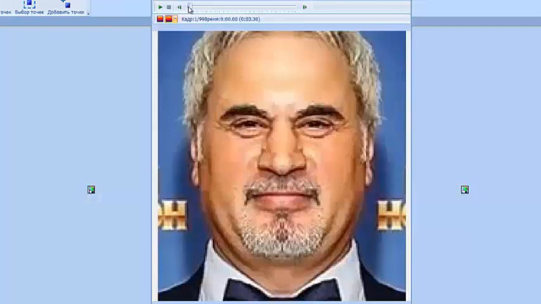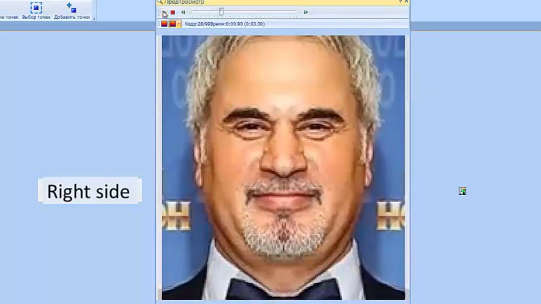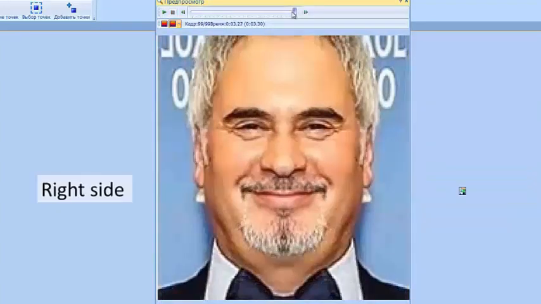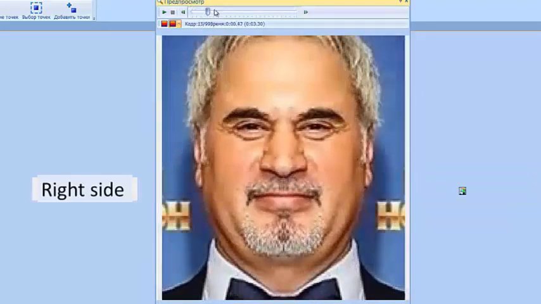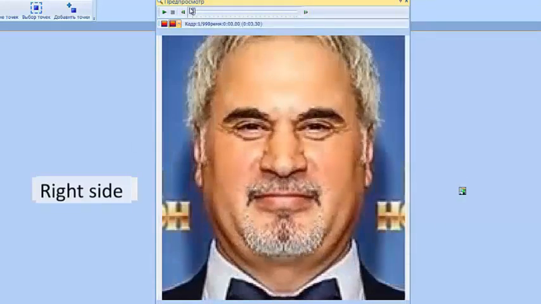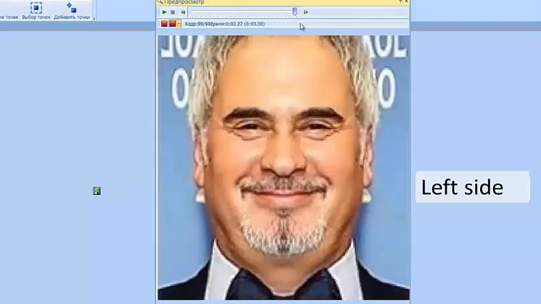In order to better see the asymmetry of emotions on the face, we will make a smooth transition from the right portrait to the left portrait. In this case, changes occur, the emotion changes. This is the right portrait, this is the left portrait. The right portrait reflects the internal state of a person. The left portrait, the external state.